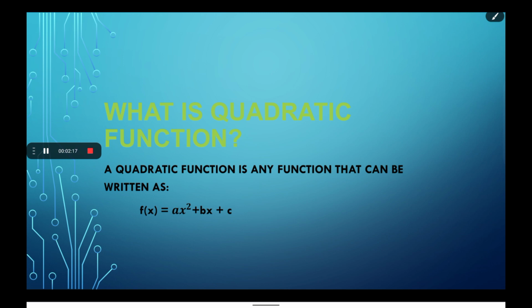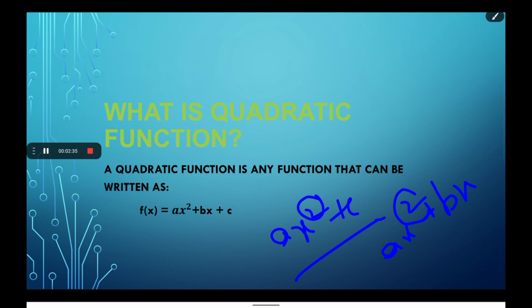If we say b equal to 0, it turns into ax square plus c. This is a quadratic function, because the highest order degree is 2. If c is equal to 0, the equation is ax square plus bx. Here also the highest order is 2, so it is also a quadratic function.